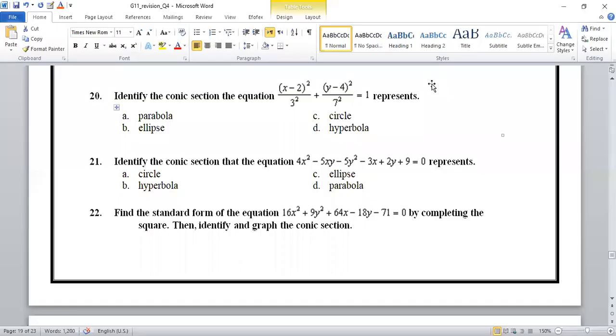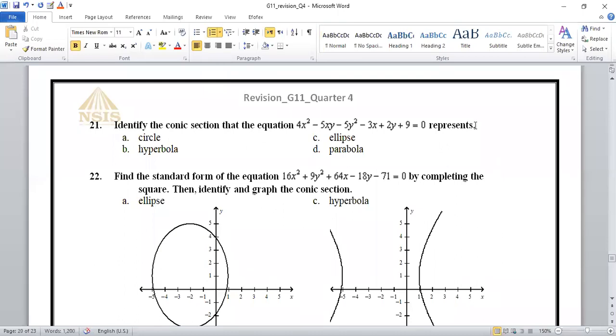Okay, number 20, identify the conic section. The equation (x - 2)² over 3² plus (y - 4)² over 7² equals 1. This equation is the general form for the ellipse. Okay, so the answer is number B.